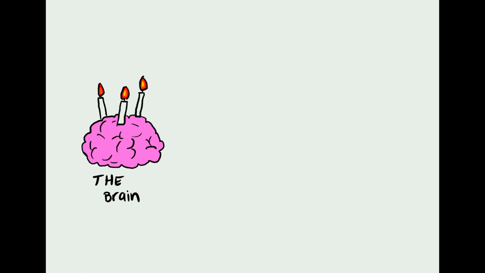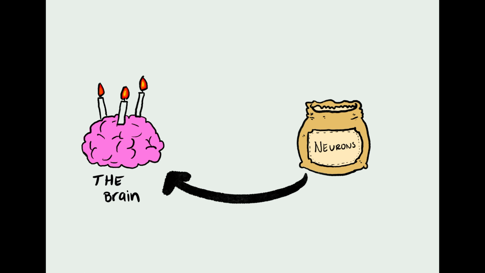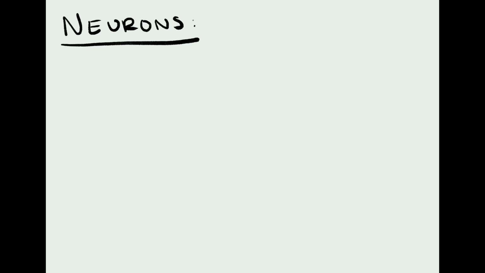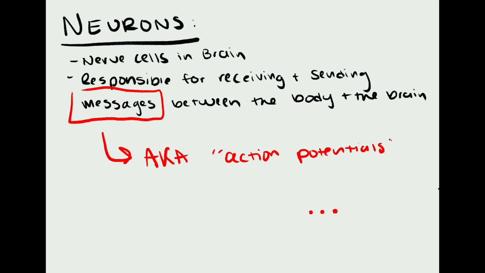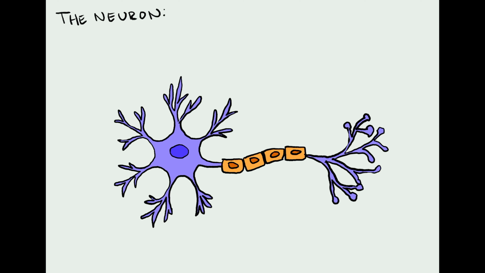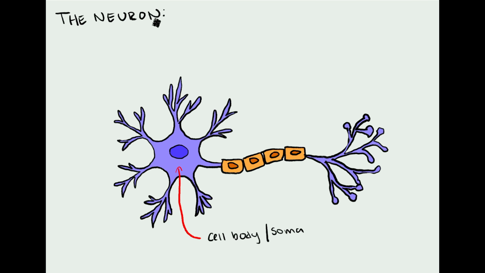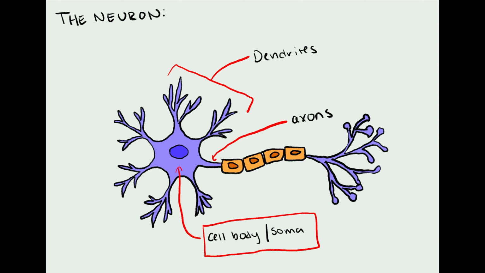If the brain is an oddly realistic cake, nerve cells are the ingredients that make it. Neurons are the nerve cells in the brain that are responsible for receiving and sending messages between the body and the brain. These signals are called action potentials, something we'll discuss in a moment or two. The neuron is comprised of three main things: the cell body or the soma, dendrites, and axons.